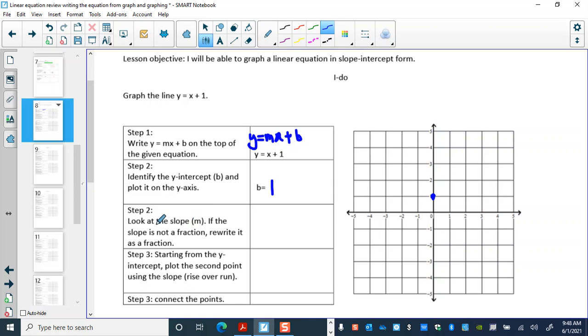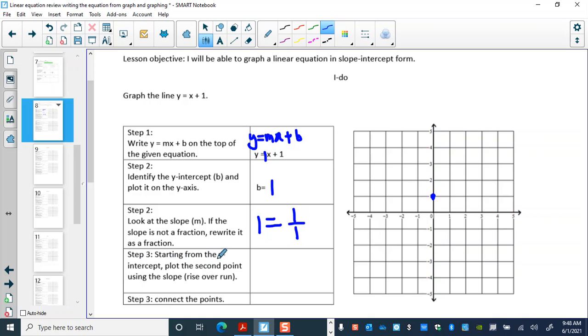Step 2, look at the slope. Write the slope. If the slope is not in fraction form, rewrite it as a fraction. So your slope is, you have only x, right? What does that mean? That means you have 1 before x. So your slope is 1, but you are going to rewrite it in fraction form, which is 1 over 1.